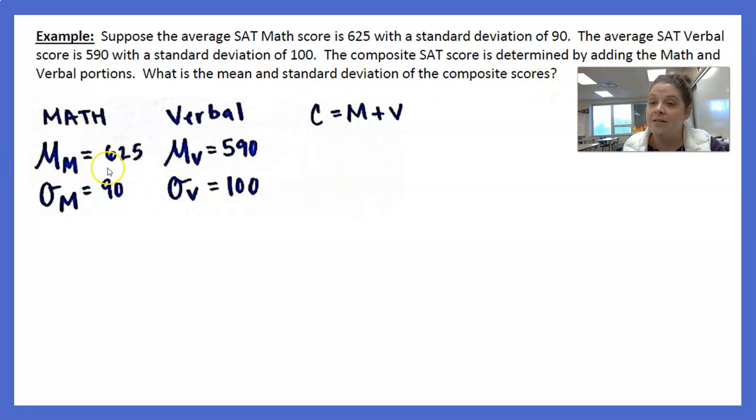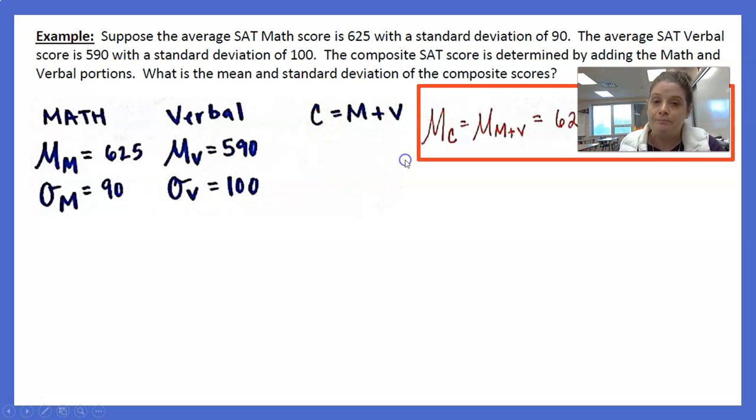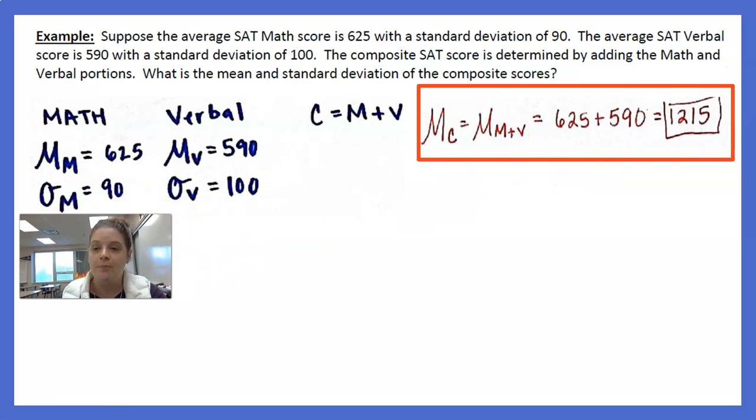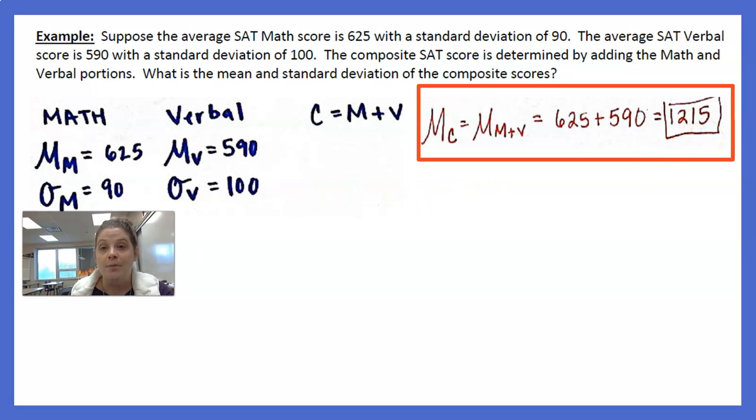All right, so math is a 625 with a standard deviation of 90. Verbal is a 590 with a standard deviation of 100. And we know composite is happening by adding your math and verbal scores together. All right, so to find the mean, my face is in the wrong place again. Here we go. To find the mean of the composite score would be the mean of the math plus the mean of the verbal, because means behave, giving us an average score of 1215. And then I run into a little bit of a problem.